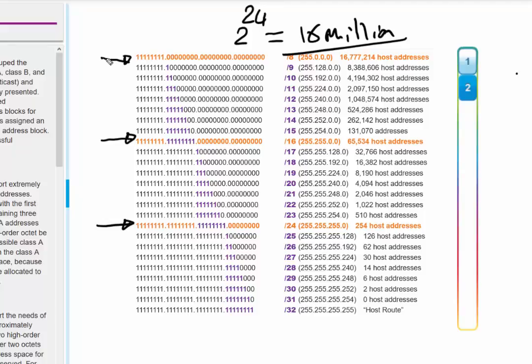Class A gives the service provider the ability to assign around 16 million addresses, and class B allows the service provider to assign addresses of /16, which is around 65,000 IP addresses, and class C gives only 8 bits for host, so that gives you around 254 host addresses only, and that's used only for small networks.